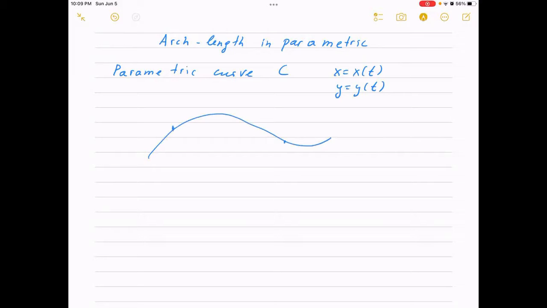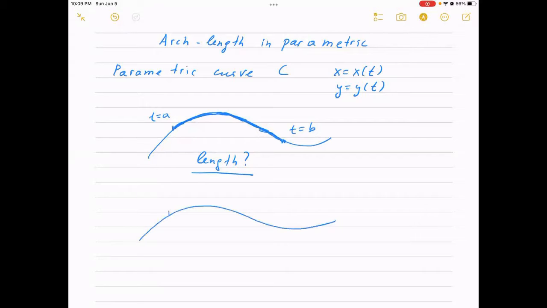Then we want to pick 2 points on that curve, which start at t equals a and t equals b, and we want to find the length of the arc between these 2 points. To find the length, we'll do our usual thing. Firstly, we find an approximation to what we are looking for, and we take the limit of the approximation, and we're going to get the answer.